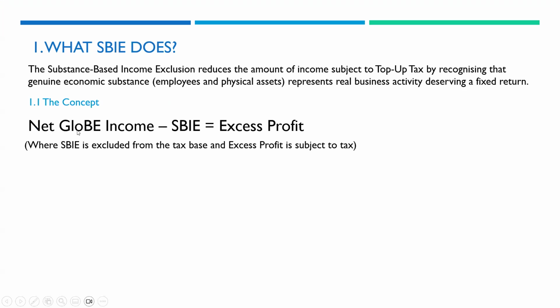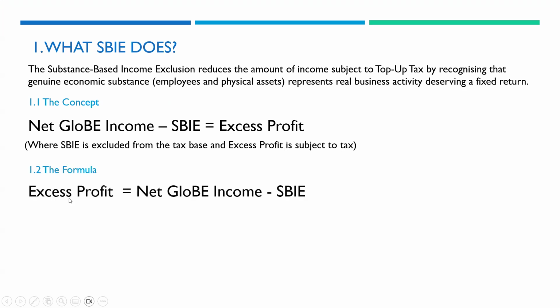So the concept is net GloBE income minus SBIE is what we call excess profit, where SBIE is the substance-based income exclusion, and excess profit is subjected to tax. Excess profit is net GloBE income minus SBIE, and top-up tax is excess profit into the top-up tax percentage. You will not take the net GloBE income. You will always take the excess profits.